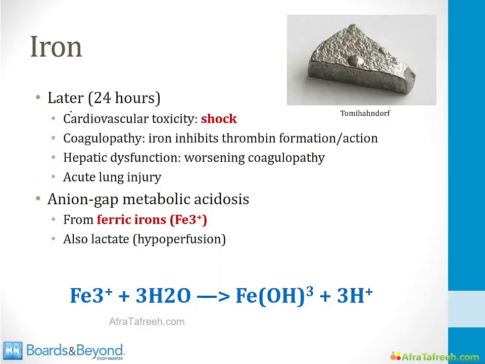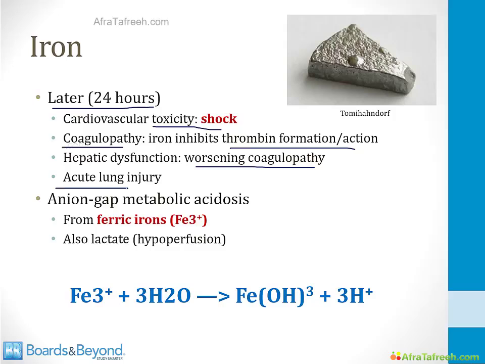So the first 6 hours after acute iron poisoning is the gastrointestinal phase, but later, about 24 hours after iron ingestion, patients can have damage to multiple different systems that can be life-threatening. First of all, they can develop shock if they've had a large enough quantity of iron consumed. Coagulopathy can occur because iron inhibits thrombin formation and action. The liver can start to fail, and this can worsen the coagulopathy, and the lungs can become damaged. Acute lung injury can develop, which leads to respiratory acidosis. So what you want to remember about iron poisoning is that initially it is dominated by GI symptoms, but later it's dominated by shock, coagulopathy, and respiratory failure if the iron poisoning is severe enough.